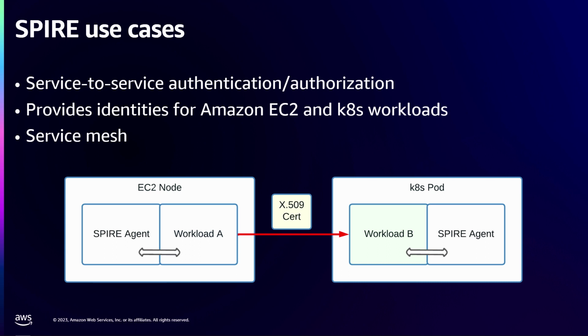Then on the workload B side, it fetches the CA from its own local SPIRE agent and can check the validity of that particular X509 certificate. And if everything checks out, then it will be properly authenticated and they can communicate with each other.